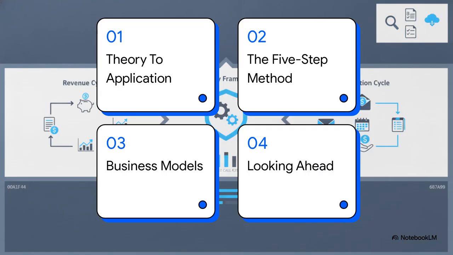So here's our game plan for today. First, we'll go from theory to application. Second, we'll break down the 5-step advisory method. Third, we'll look at business model variations. And finally, we'll look ahead to some red flags. We're taking a highly structured approach today, so by the end of this, you're going to be able to tackle absolutely any client engagement with total confidence.